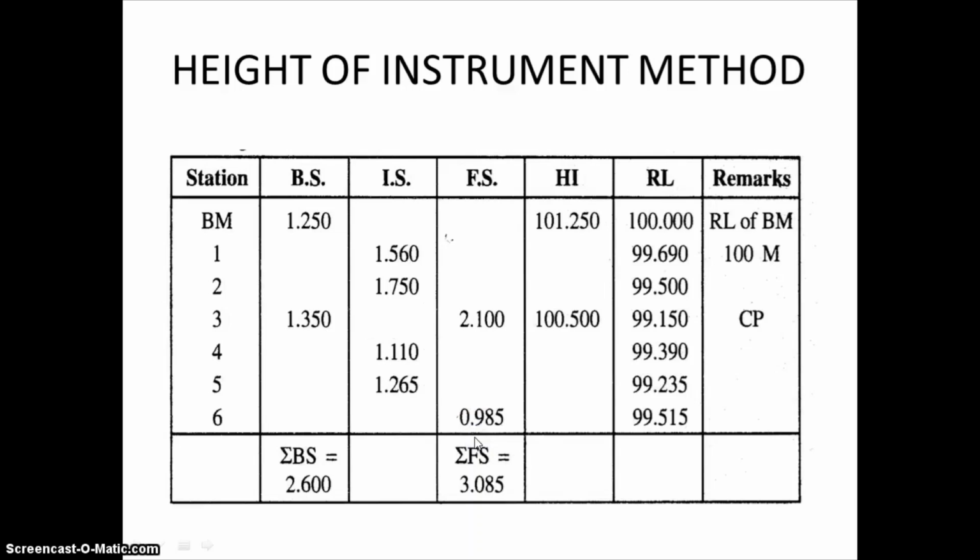So now we take one small example, and then we see all the calculation. You can see these columns are given: station, backsight, IS (intermediate sight), foresight, HI, RL, remarks. Right now we are discussing the height of instrument method, so this is the procedure to follow for this particular method.